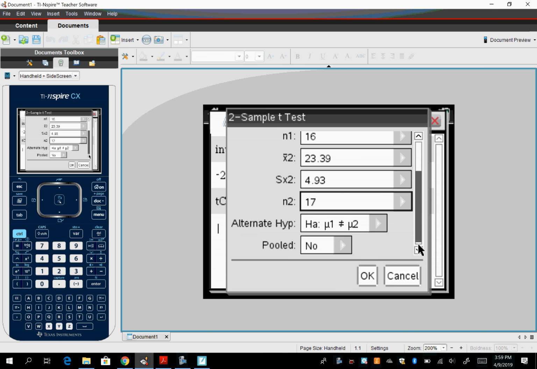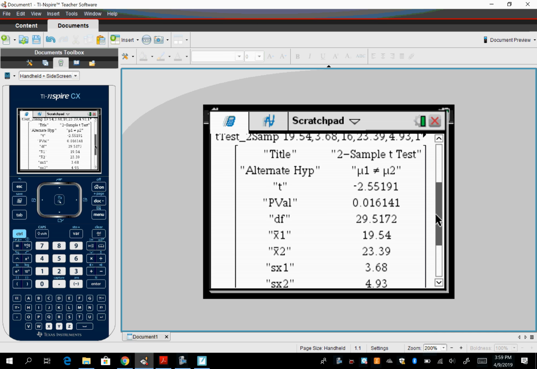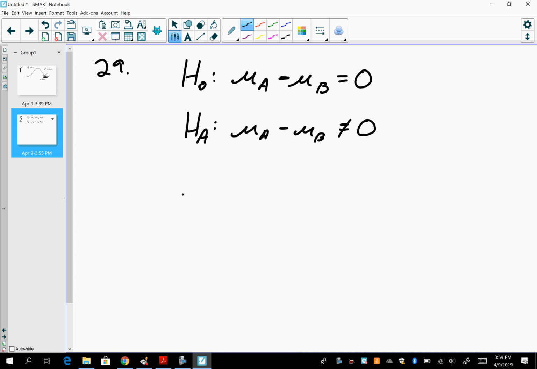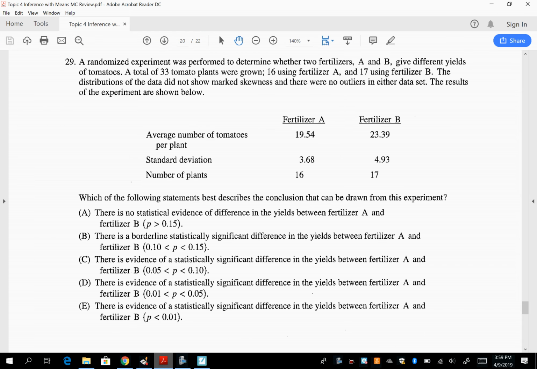What's the alternative? It's already there. And should you pool? No, because pooling is for what? Pooling is for proportions. Pooling is for fools. That's a good one, but no. Pooling is for proportions. PP, exactly. Alliteration. All right. Now, if I write down my p-value, it is 0.01614. Great. So this is what I'm going to use in my answer. P-value of 0.016. So let's take a look at the answer choices.